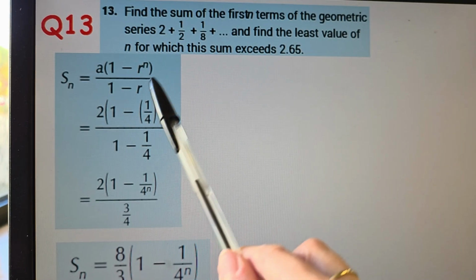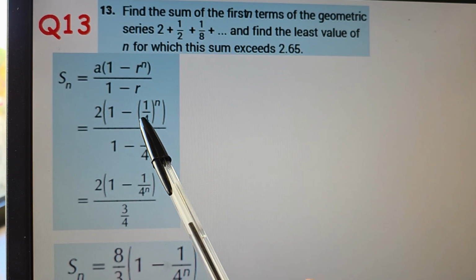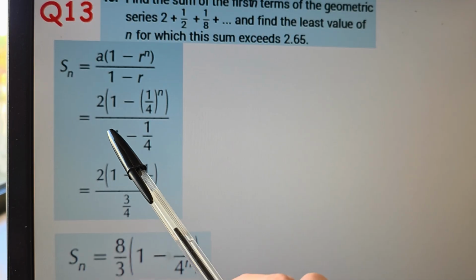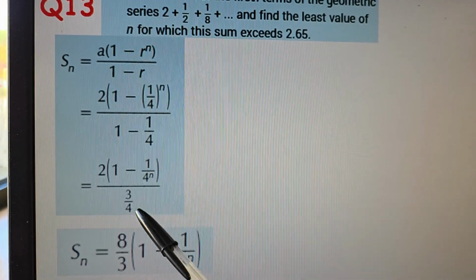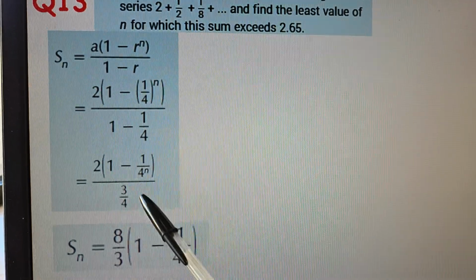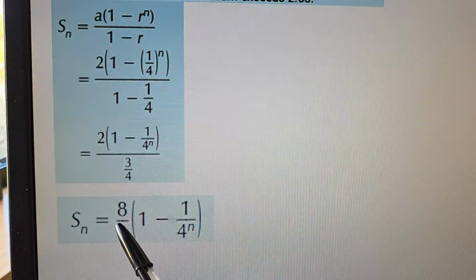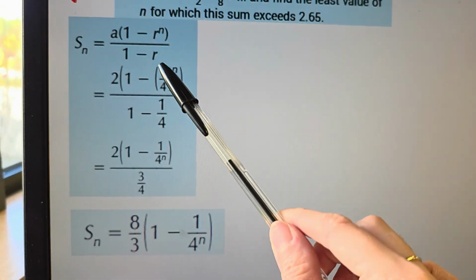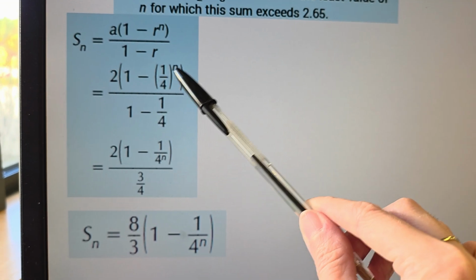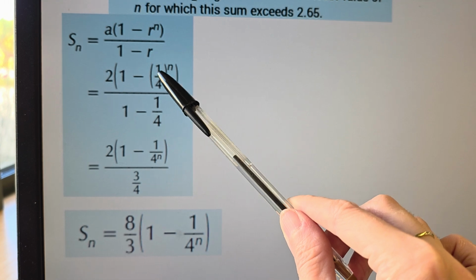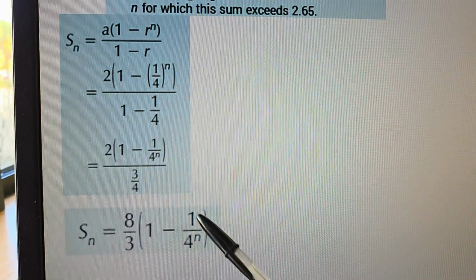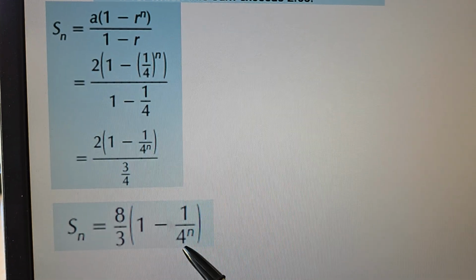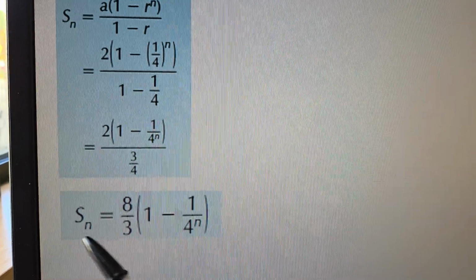So A is 2, R is 1/4. Tidying that up, 1 take away 1/4 would give you 3/4. 2 divided by 3/4 gives you 8/3. Okay. Also, you had 1/4 to the power of n. That means 1 to the power of n all over 4 to the power of n. But 1 to the power of anything remains as 1. And then 4 to the power of n is 4 to the power of n. So that's where I'm getting that out of. That's your S of n formula.